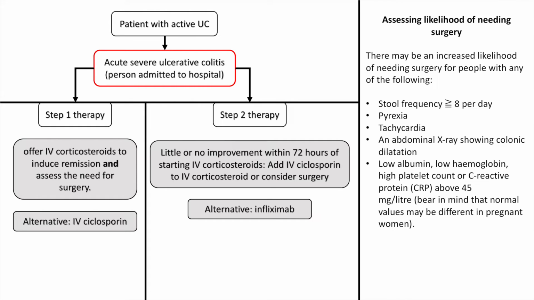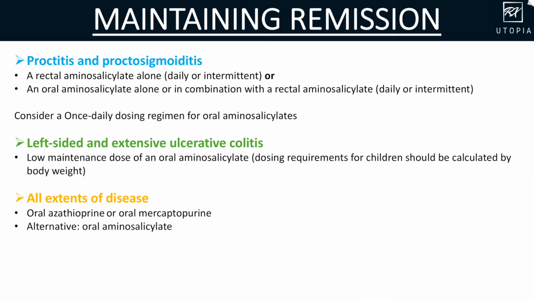for surgery. If this is not tolerated or ineffective, intravenous cyclosporin as an unlicensed indication or surgery should be considered. A combination of intravenous cyclosporin with intravenous corticosteroids, or surgery is second-line therapy for patients who have little or no improvement within 72 hours of starting intravenous corticosteroids or whose symptoms worsen despite treatment. Also, note the factors that may increase the likelihood of surgery.